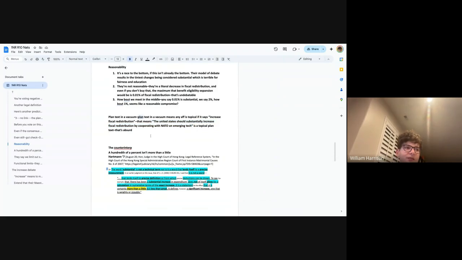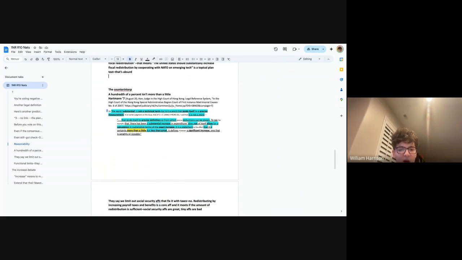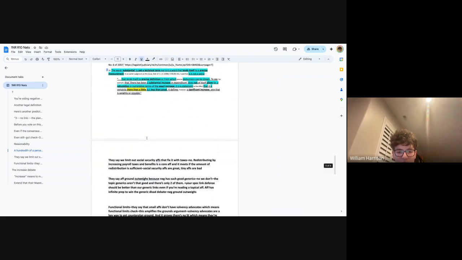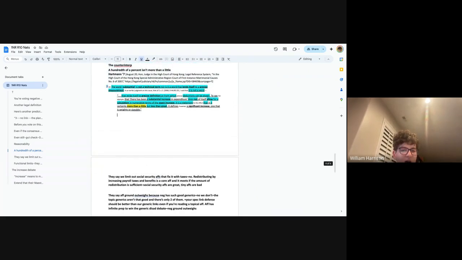They went for plain text in a vacuum in this round. The counterinterp, I re-highlighted it. It says more than a little. And then I said that they're not more than a little.